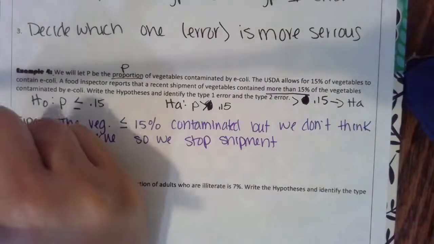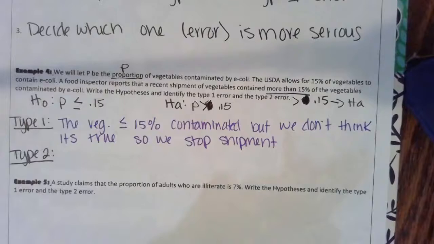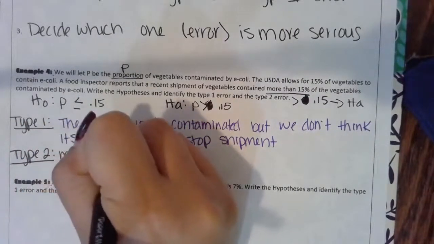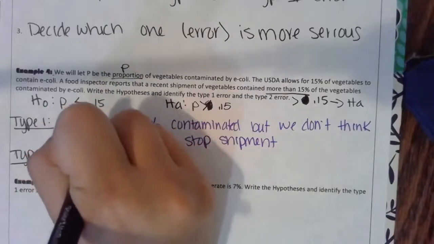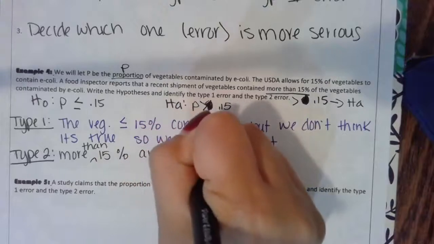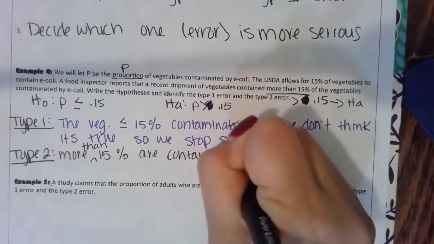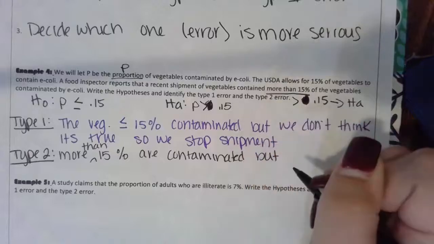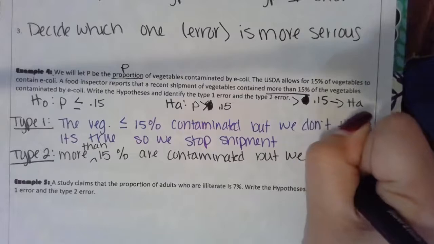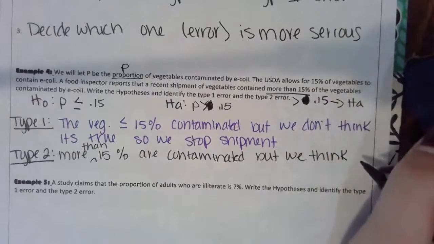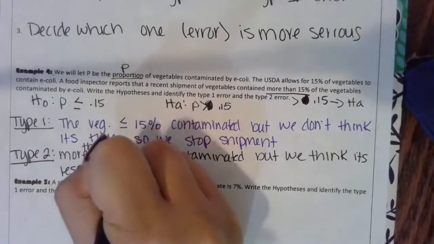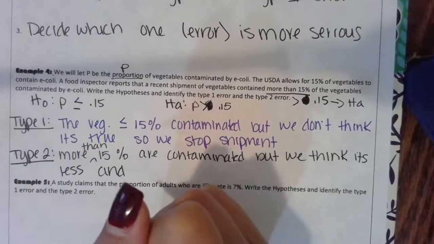A type 2 error would be, we do have more than 15% contaminated. There should be more than that in there. So it is true that more than 15% of them are contaminated. But we think it's less. We're like, no, that's not true. We're pretty sure there's less than 15% contaminated. And since we can ship anything that's less than 15%, we go ahead and we ship it.